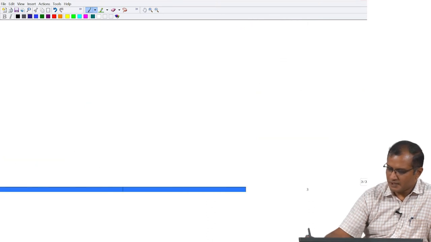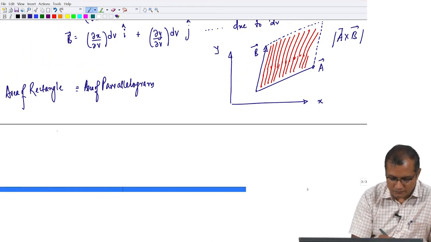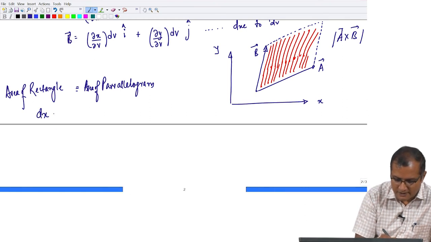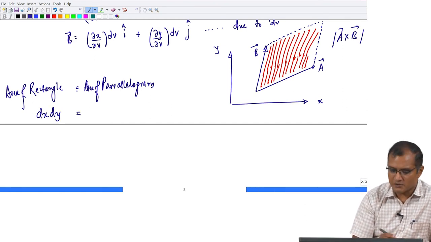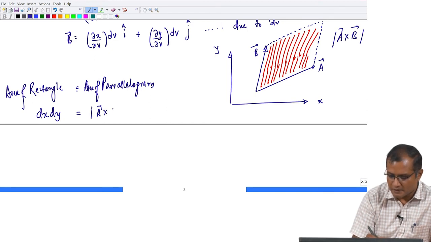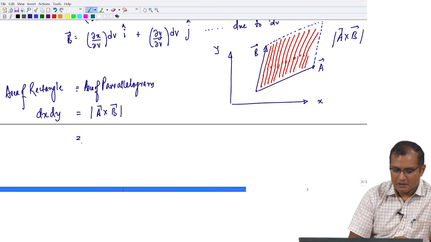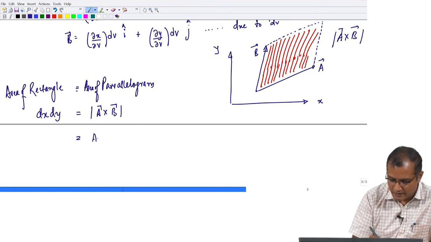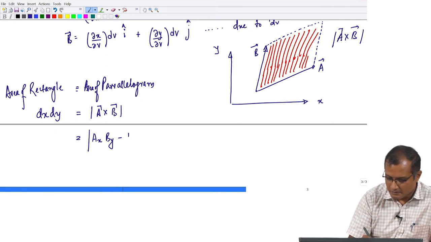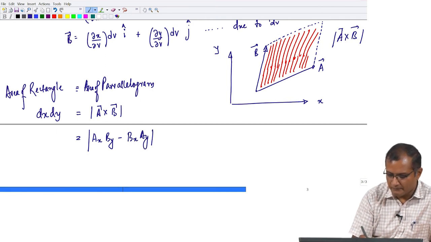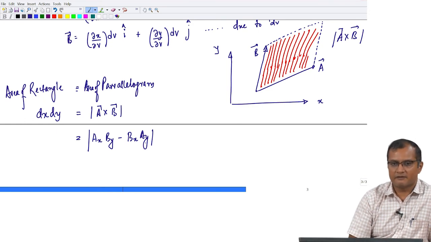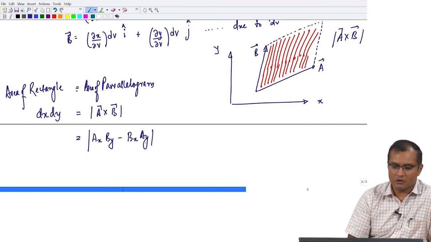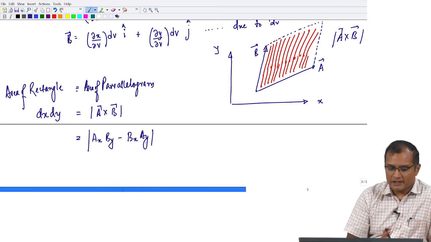So, then I can simply write this as dx dy, which is the area of a rectangle, that was easy to see, as mod of A cross B. Now, mod of A cross B is nothing but Ax By minus Bx Ay, okay. That is the form of A cross B, which is in the plane coming out of the display board, and I have taken the magnitude of it. So, this is the strength of it, okay.